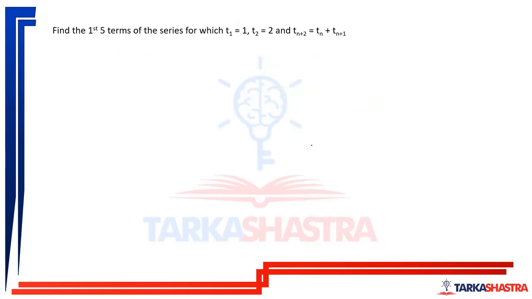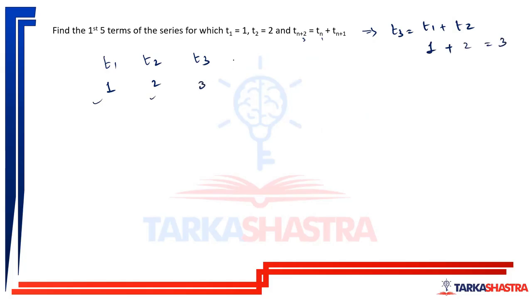Very easy. Next, find the first 5 terms of the series for which T1 is given to us, T2 is given to us, and Tn plus. So T1 is 1, T2 is 2, T3. Now, according to this, T3 will be T1 plus T2. T1 we already know is 1. T2 we already know is 2. So total will be 3.